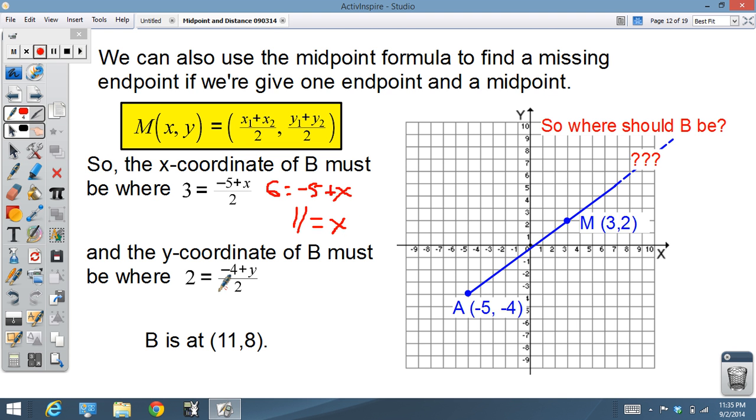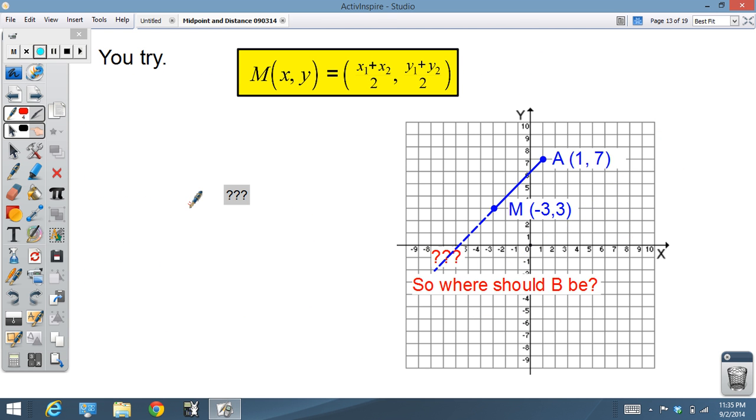All right, same thing with the y coordinate. It must be where 2 equals (-4 plus y) over 2. Multiply both sides by 2. 4 equals -4 plus y. Add the 4 to both sides. 8 equals y. All right, so B must be at 11, 8, somewhere right up here. We have point B. Hope that made sense, because now's one for you to try on your own.